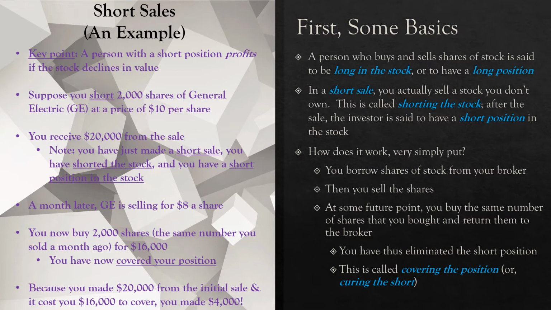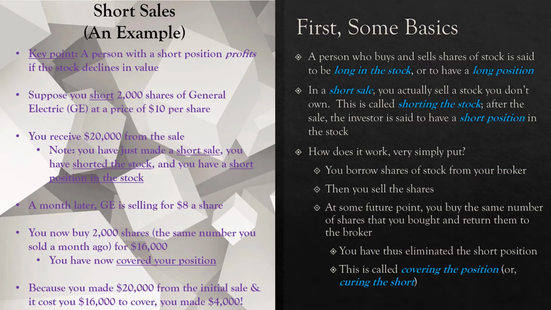So let's show an example. A key point: the person with a short position profits if the stock declines in value. Or to put it another way, you're going to short a stock if you expect it to decline in value. In our example, suppose you short 2,000 shares of General Electric, ticker symbol GE, appropriately enough, at a price of $10 per share. You receive $20,000 from the sale. So note, you've just made a short sale. You have shorted the stock and you now have a short position in the stock.